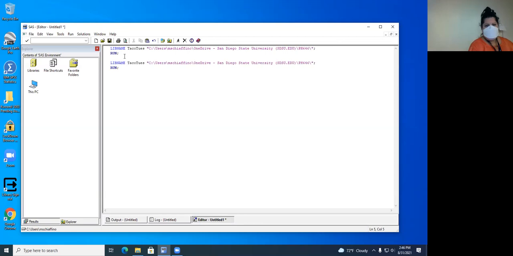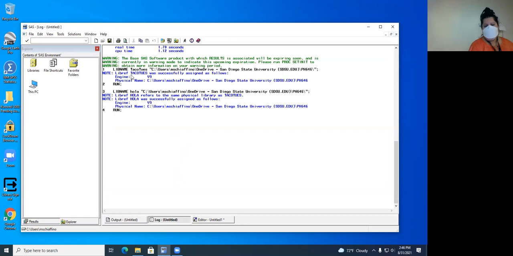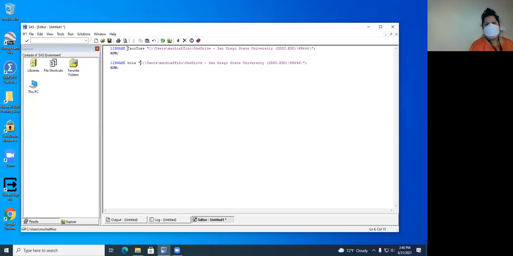I have this one. I really just want this libname. Okay. I highlight and run. Now I have a new one. Another thing I can do is, you know what? I want to draw from this folder, but guess what? I also really want to draw from this folder.